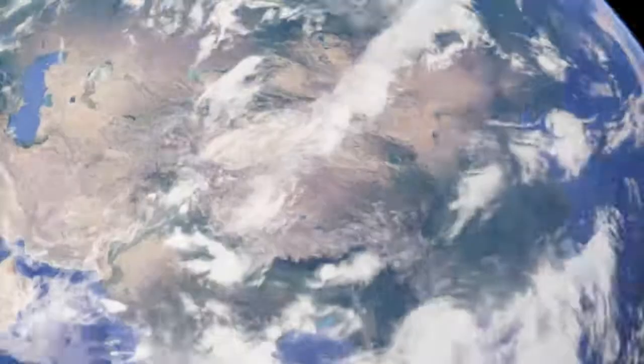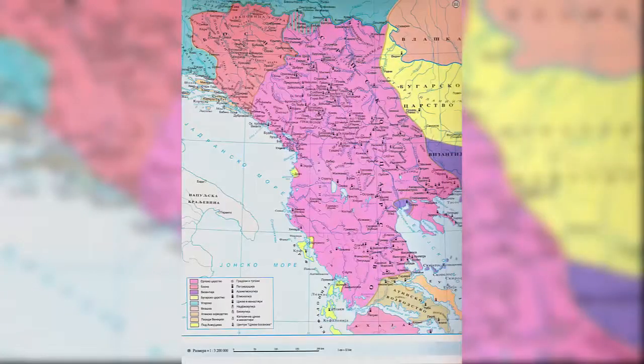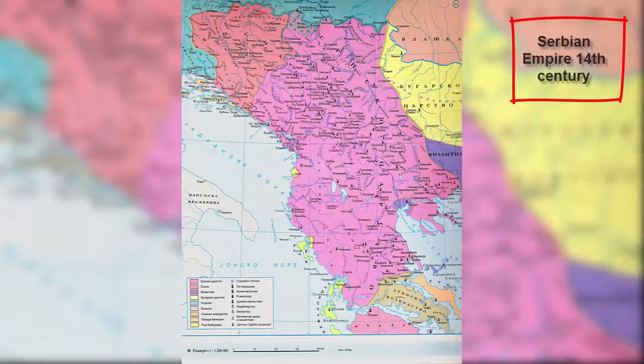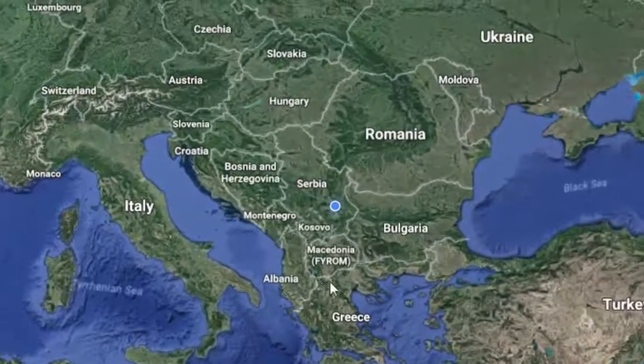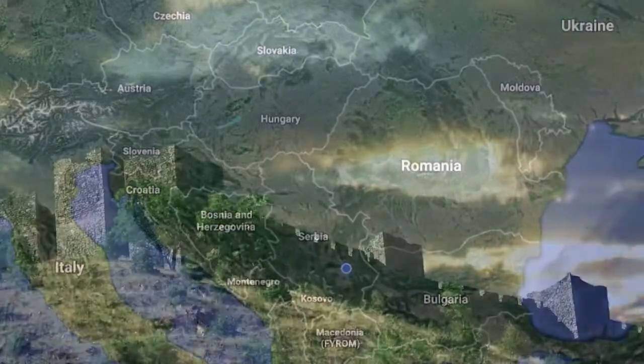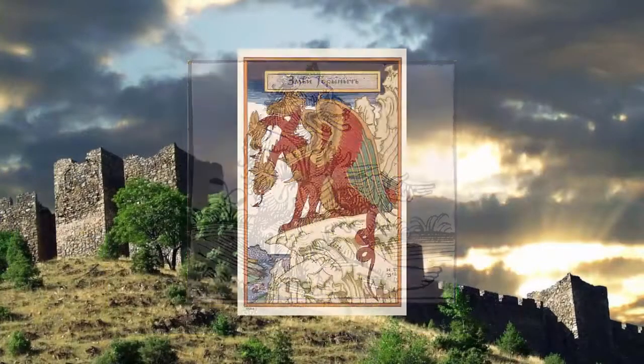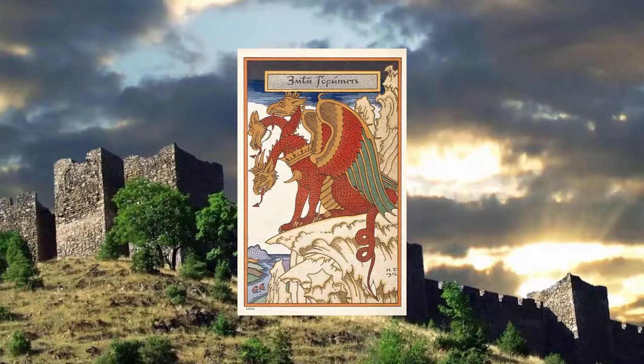Serbia is located in the Balkans. Today this is the Serbian Empire. I wish. Serbia is a republic and it looks like this. Serbs have been on this territory from the 6th century. Back then they had a polytheistic culture and were illiterate. About their gods and beliefs will be another video soon.